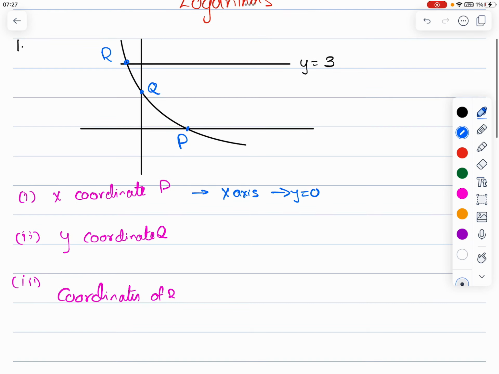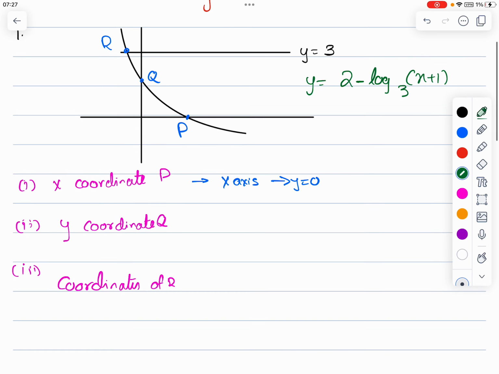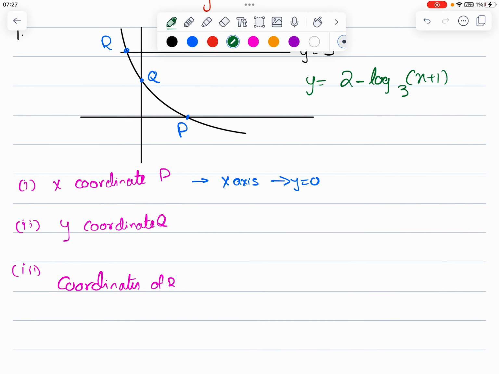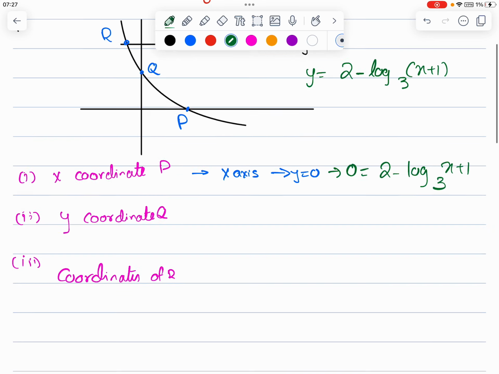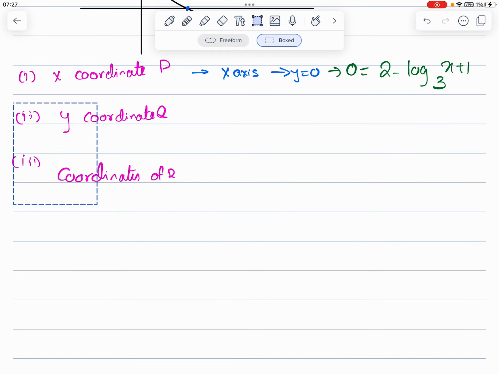And the equation of the graph is given over here. What is the equation of the graph? y equals 2 minus log of x plus 1 to the base 3. This is the equation of the curve given. So plug in y equals 0 over there. If I plug in y equals 0, 0 equals 2 minus log of x plus 1 to the base 3.